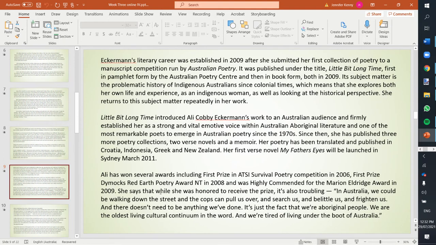She says that while she's honoured to receive the prize, it's also troubling. In Australia, we could be walking down the street and the cops will pull us over and search us and belittle us and frighten us. And there doesn't need to be anything we've done. It's just the fact that we're Aboriginal people. We're the oldest living cultural continuum in the world, and we're tired of living under the boot of Australia.